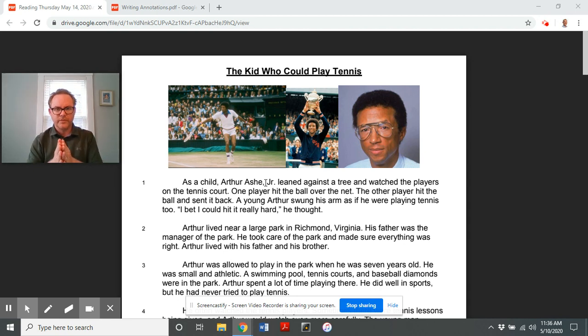Okay, so we've got some more information about where he lived, and that's important when it comes to reading a biography, a study of someone's life who achieved incredible things. So, Arthur was living in Virginia with his father, and the father was the manager of a park. All right, pause the video, write down your annotation. Do it.